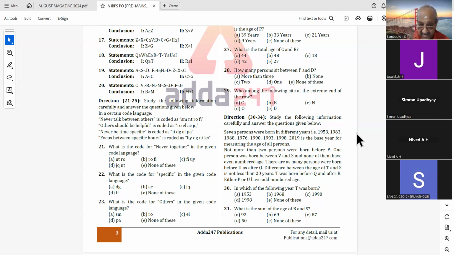That is because, what are they asking? Never together. For never, I told you the code is FI. And for together, are we able to find out? Together, we are not able to decide. What is the code for together? Is it UY? Together is coming where? Sir, together is not in the question. So UY is also not in the question. So together is obviously UY. Super. This type, first time I am seeing like this, where a word that is not in the earlier phase is given here. So like that, you have to correlate.